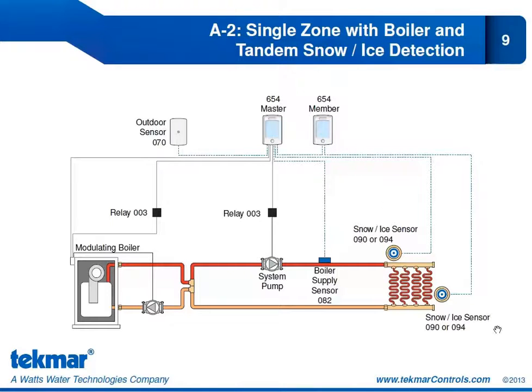One note here is the member 654 can only receive the input from the snow ice sensor 090 or 094. The rest of its relays are not in use. As soon as that application mode 090 is selected, none of the relays can be used for any other purpose. So we are restricted to the input from our sensor and the TechMarnet communication to the master.